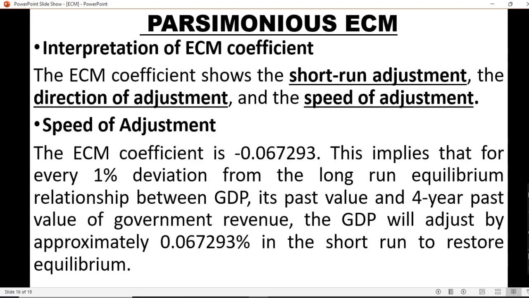And then for the speed of adjustment, you can say the ECM coefficient is minus 0.067293. This implies that for every 1% deviation from the long-run equilibrium relationship between GDP, its past value, and the 4-year past value of government revenue, the GDP will adjust by approximately 0.067293% in the short run to restore equilibrium.